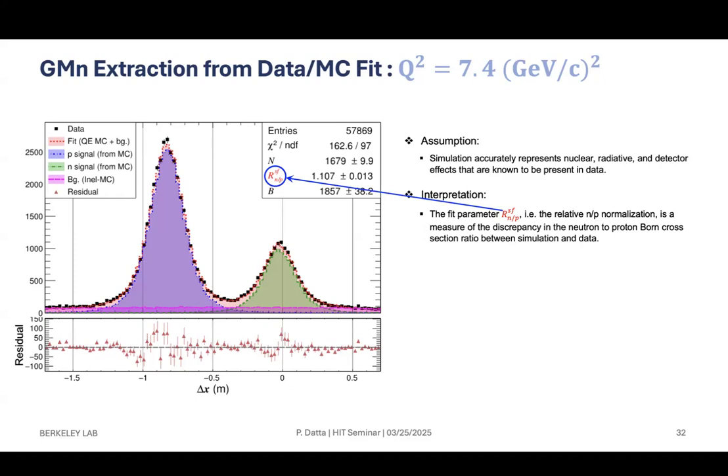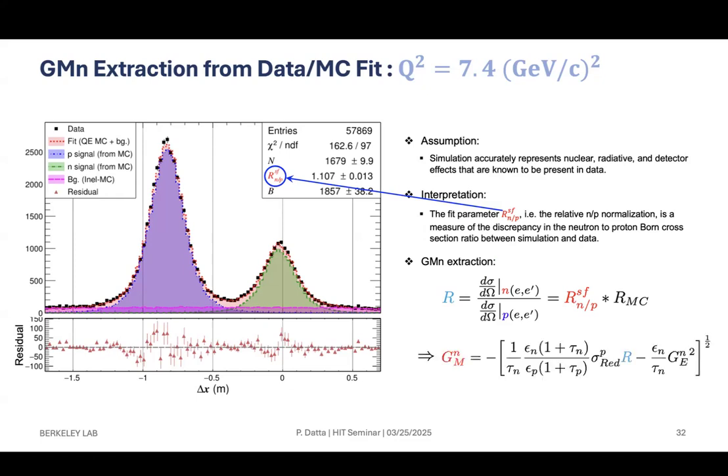So all we have to do is multiply this fit parameter with the bond cross-section ratio that we get from simulation to get the bond cross-section ratio from data, right? So then the only step remaining is to substitute this R in this Rosenbluth formula that I have shown before to get GMn, right? But as you can imagine, we have to have an optimized set of cuts.